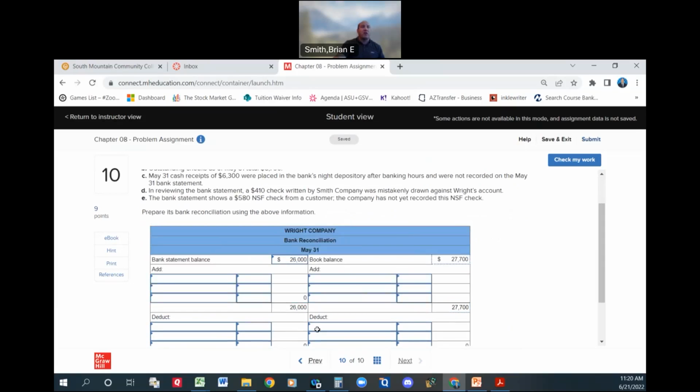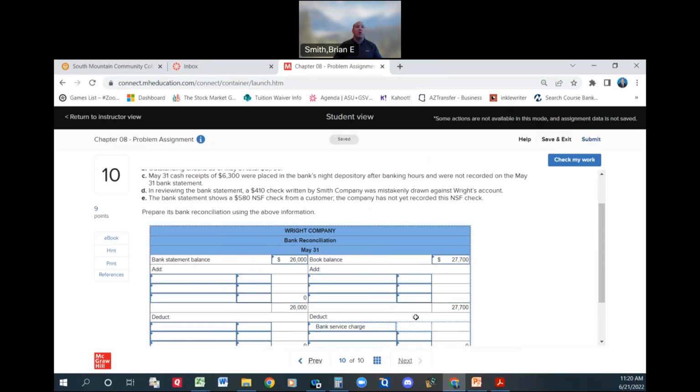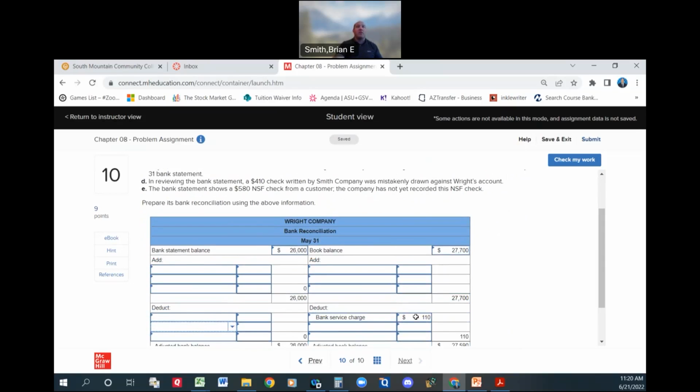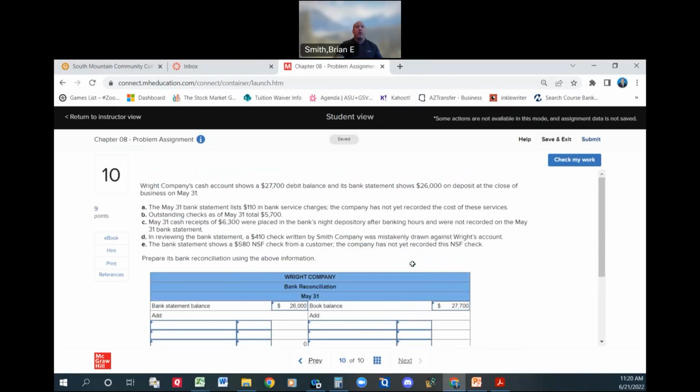So we're going to have to deduct this, and we're going to probably find some bank service charge. There it is, bank service charge. And we're going to put here, how much was it? 110. Okay, so we're going to do that. And I want to make sure that this is a reduction. 27,590 is a reduction. Okay, so it's subtracting it, so I don't need to put the negative sign here. I just need to put that on there as the straight number.